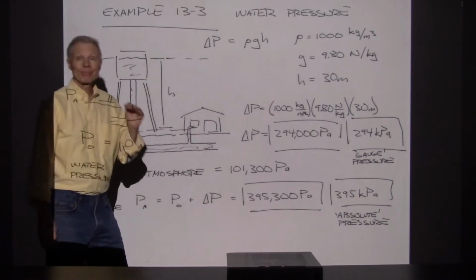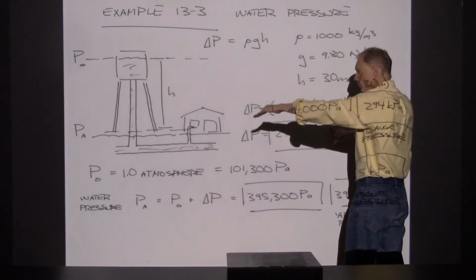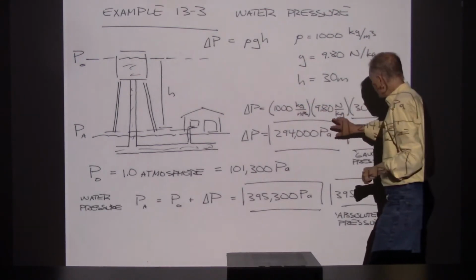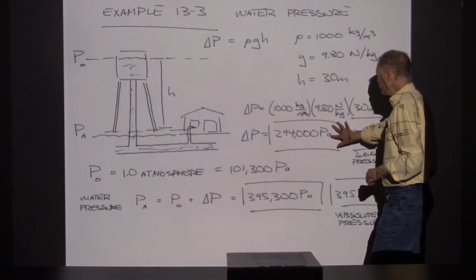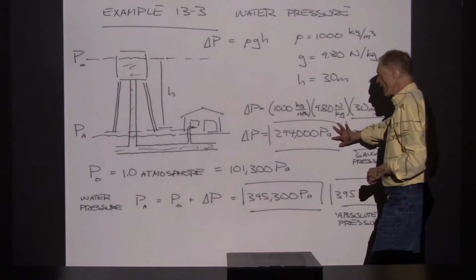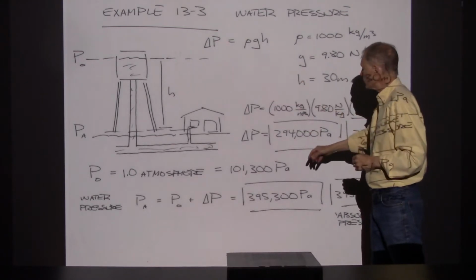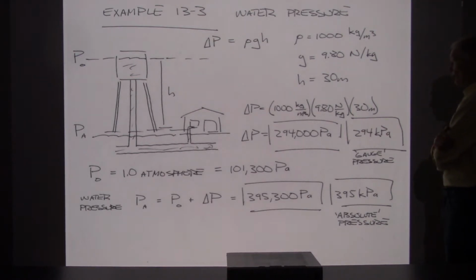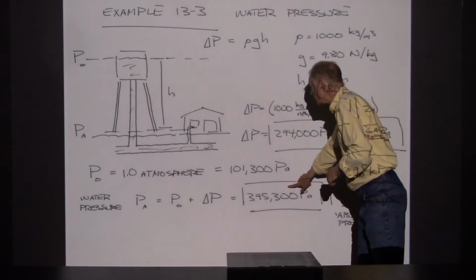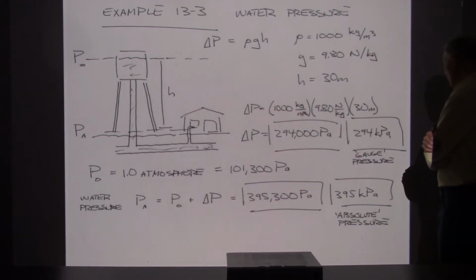101,300 pascals, that's a lot of pressure. But going through 30 meters of water, vertically dropping, builds up an additional 294,000 pascals. So that's almost 3 additional atmospheres of pressure, right? We go from 1 atmosphere, drop through the water, and build up almost 300,000 pascals of additional pressure. So the total pressure inside the house is 395,300 pascals. That's what's called absolute pressure.